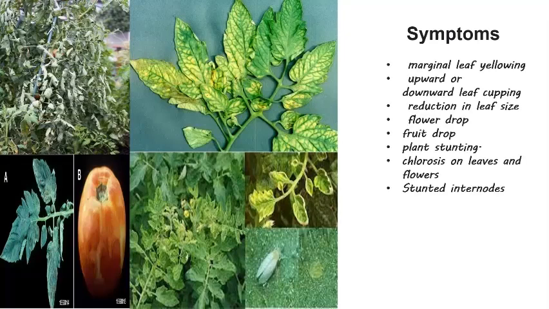Symptoms: marginal leaf yellowing, upward or downward leaf cupping, reduction in leaf size, flower drop, fruit drop, plant stunting, chlorosis on leaves and flowers, and stunted internodes.